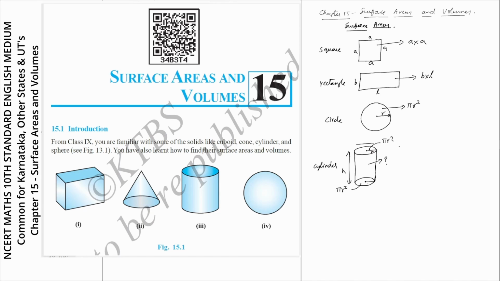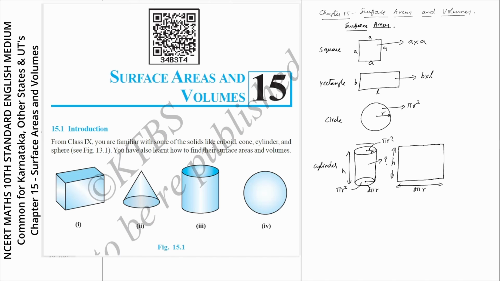Suppose you remove the bottom and top portion, cut the cylinder and spread it, you get a rectangle like this. One dimension will be h. Since the height of the cylinder is h, this height will be h. And what about this length? This length will be equal to 2 pi r, which is nothing but the circumference of the circle.